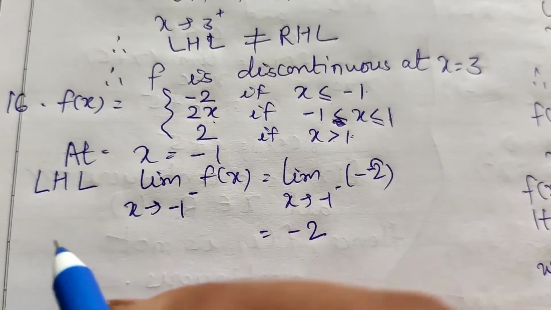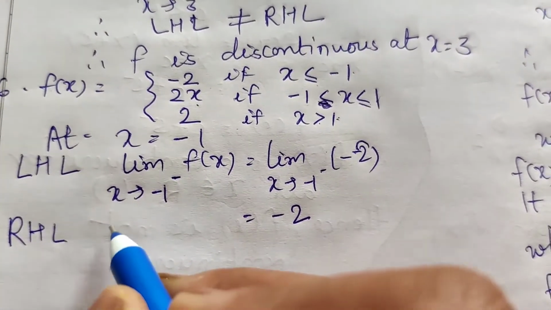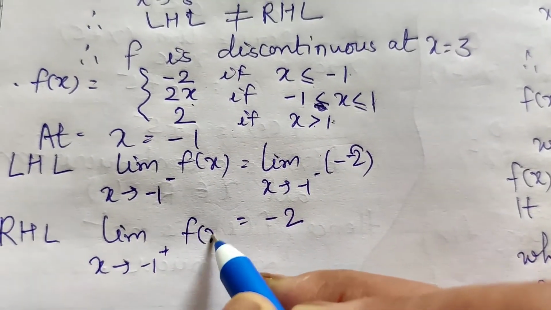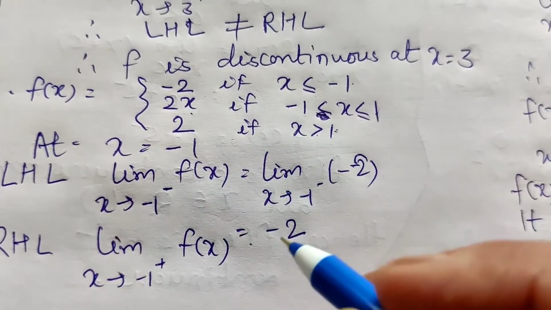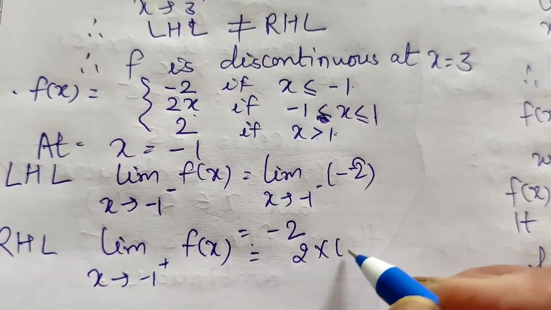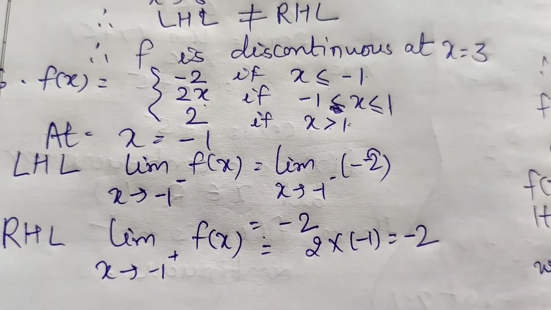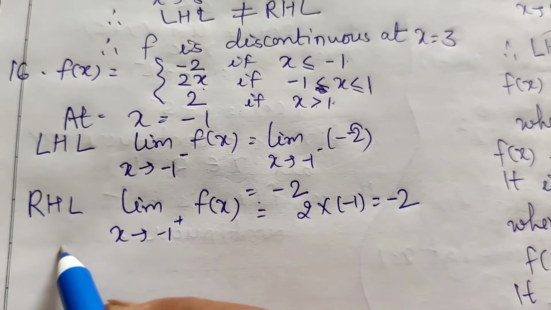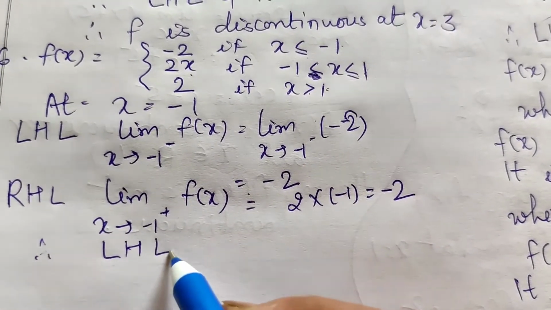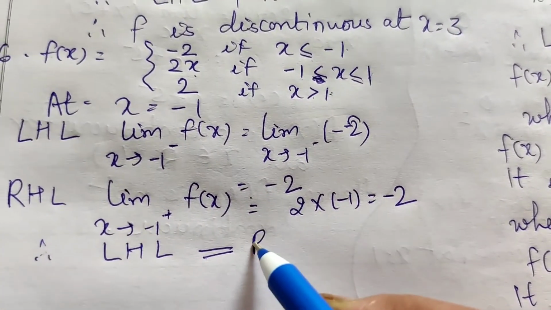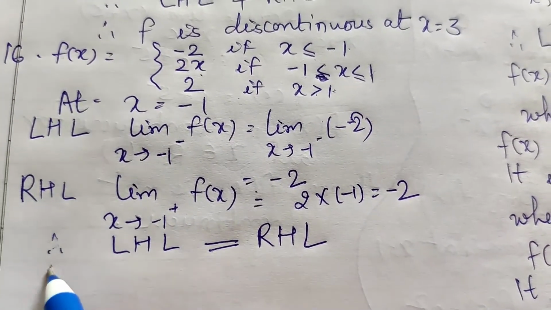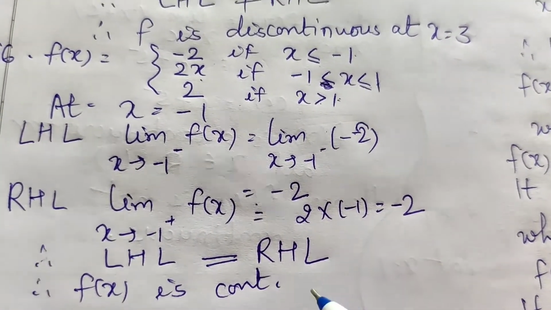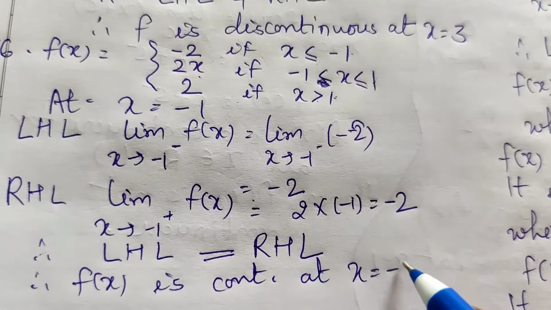And for the positive side, the right hand limit, the function value is 2x. It is equal to 2 into minus 1, which is also minus 2, when x is greater than minus 1. Therefore, left hand limit equals right hand limit. It means the function is continuous at x equal to minus 1.